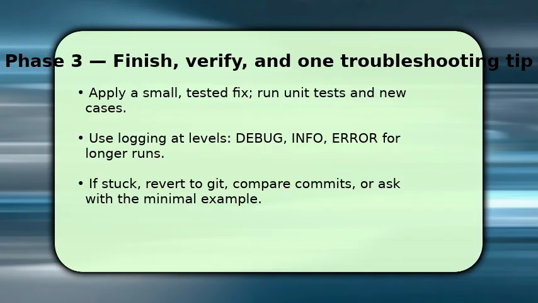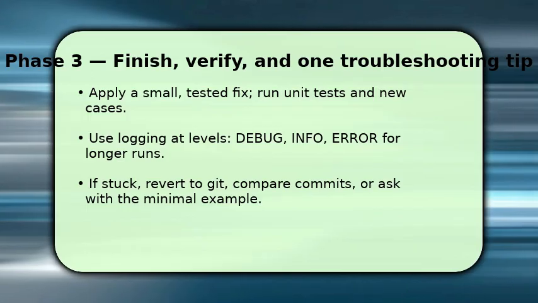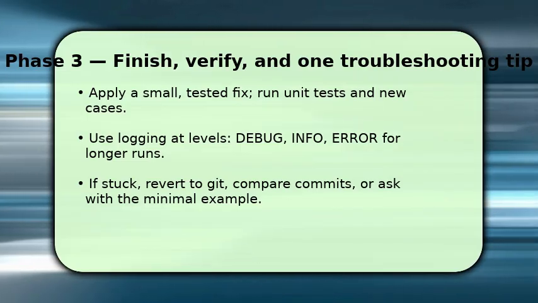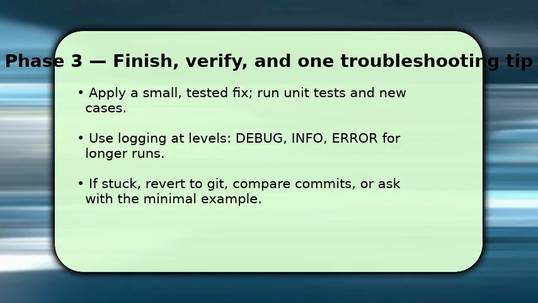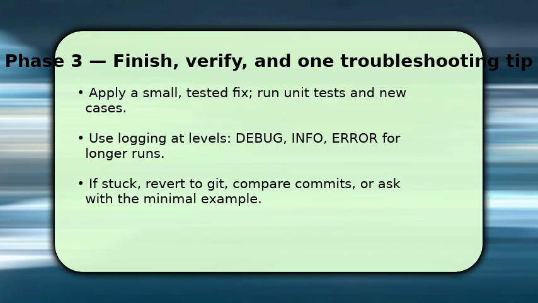You implement the smallest safe change that addresses the observed cause, then run unit tests and the previously failing scenario to verify the fix. After verification, add logging: debug for local tracing, info for normal events, error for failures, so future problems reveal context. If the bug persists, revert to a known good commit and use git diff to find regressions. Alternatively, share the minimal reproducible example when asking for help.